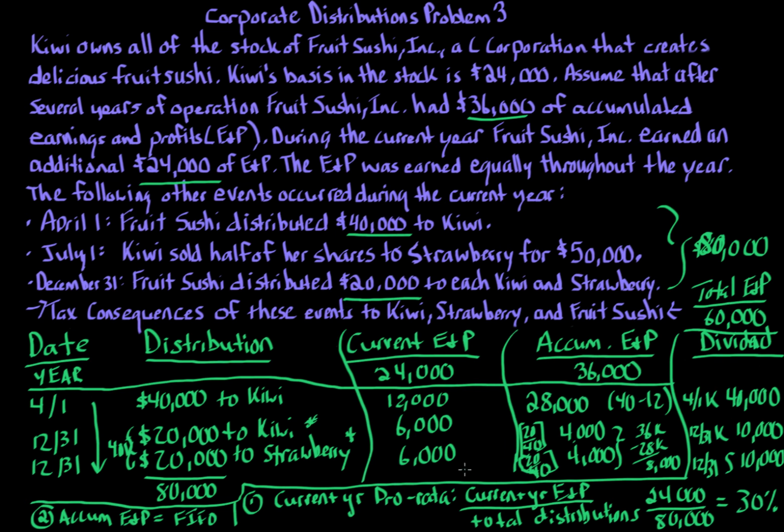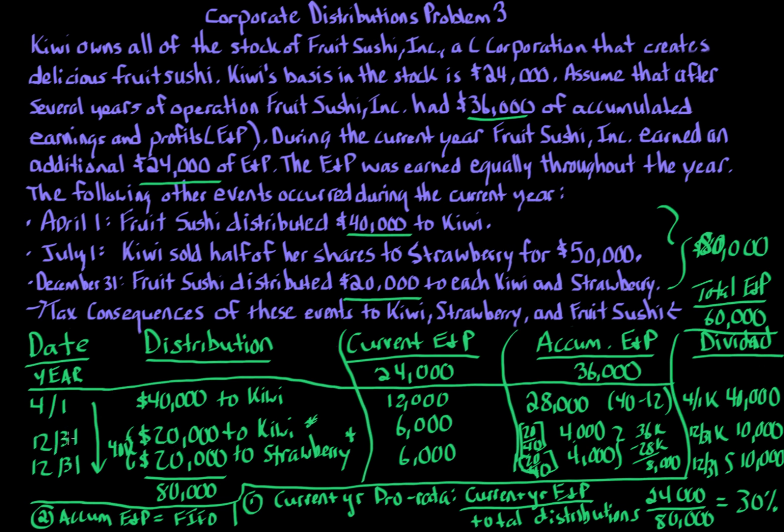So it got a little bit challenging there, but as you saw, to summarize, we apply current year E&P on a pro rata basis, right? The formula for the pro rata is the current year E&P over the total distributions, 24 over 80, which is 30%. And then FIFO, first in, first out for accumulated E&P. So April 1st got as much to fill it up to the 40, that's the max. And then 36 minus 28, 8,000 remaining was allocated based on whatever amount of distribution went on that date, because there's only one date left.